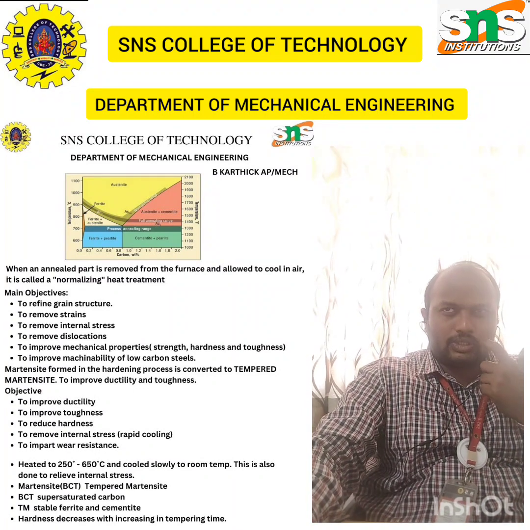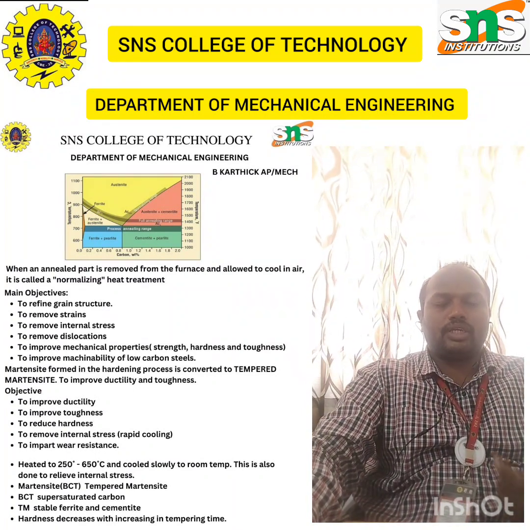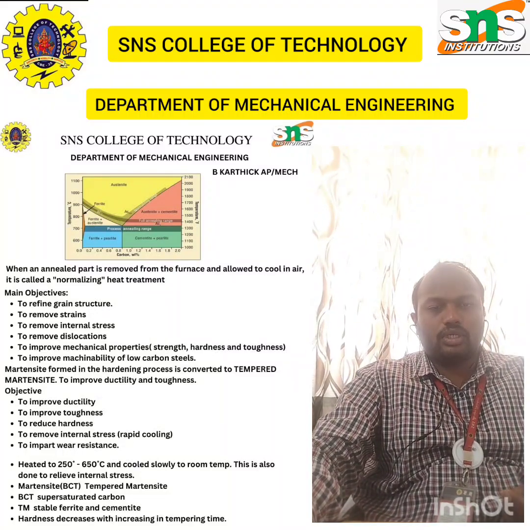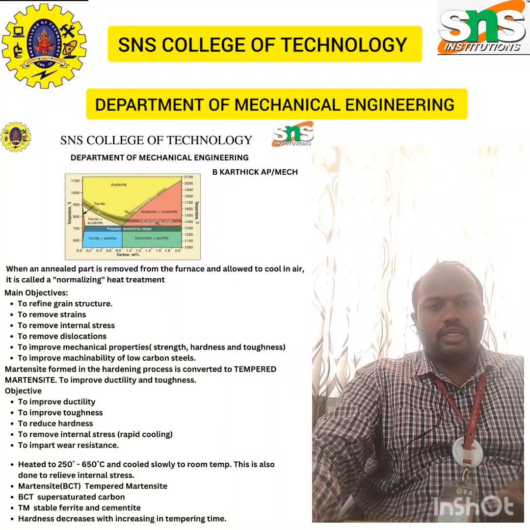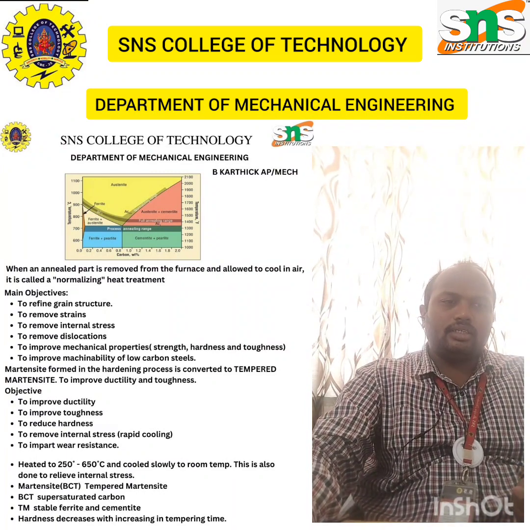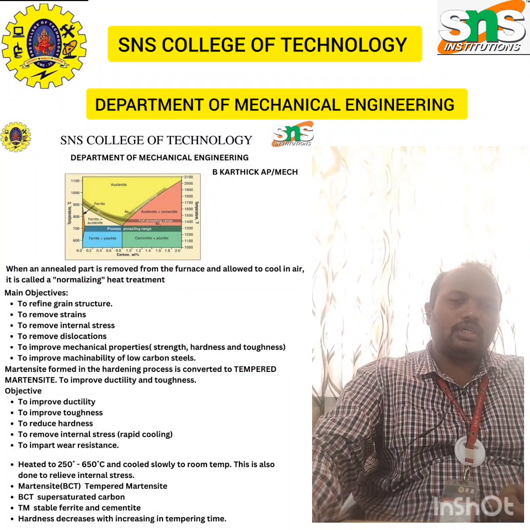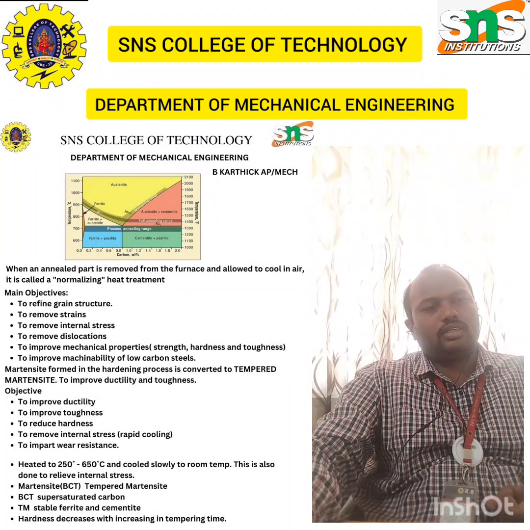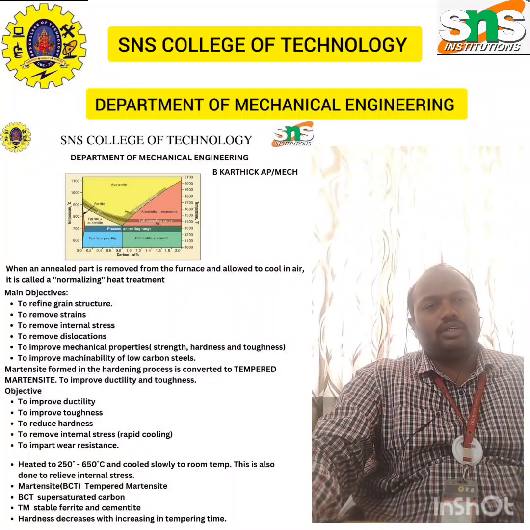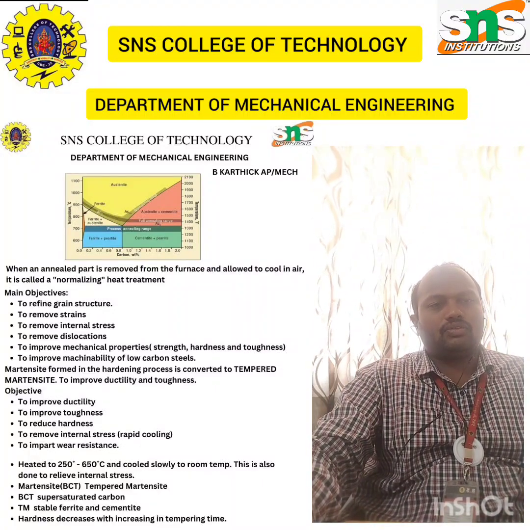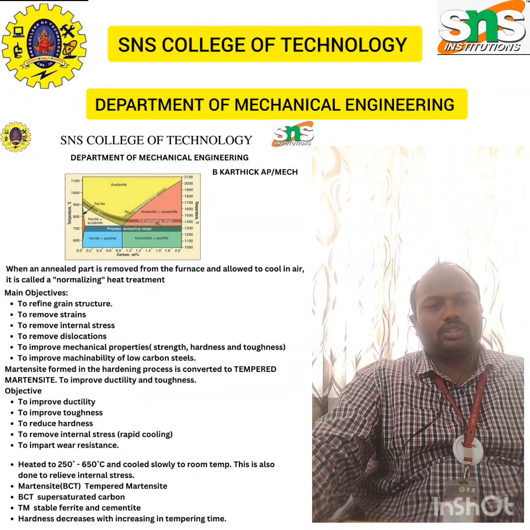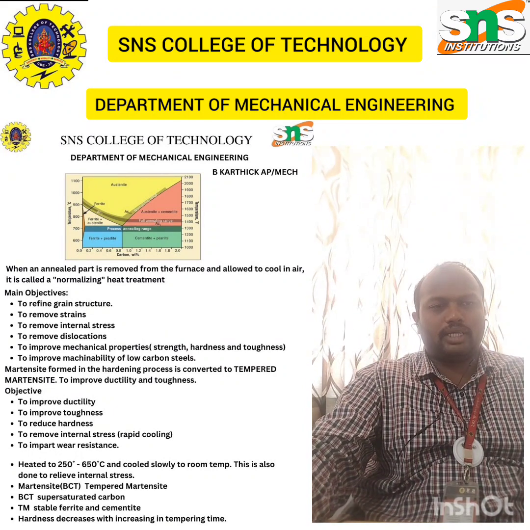In this manner, you can see the cooling rate is very low, maybe 1 degree or 10 degrees per second, and the cooling time is greater. So it is a very slow cooling process. This process is generally known as the full annealing process. There are other types of annealing, known as process annealing, stress relief annealing, recrystallization annealing, and spheroidizing annealing.